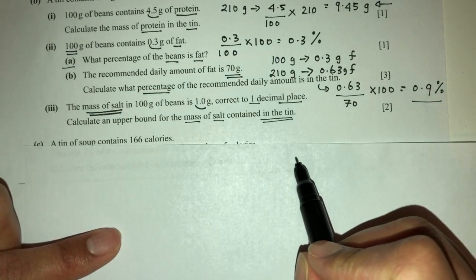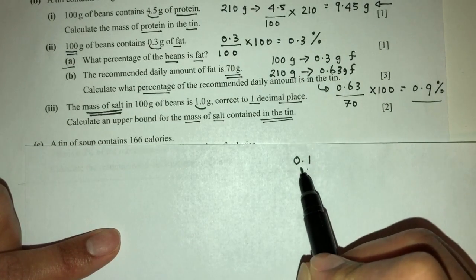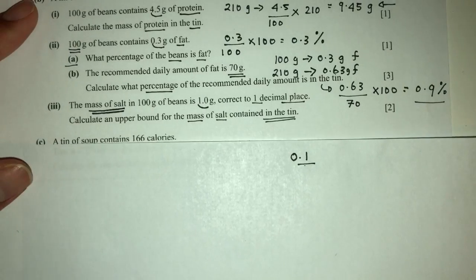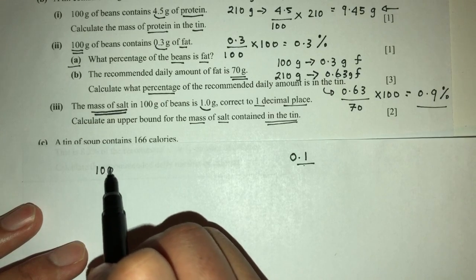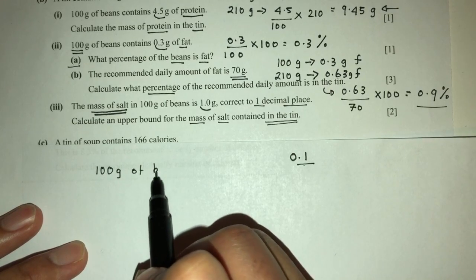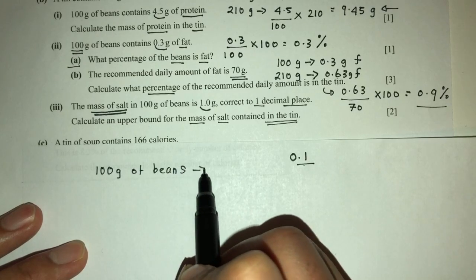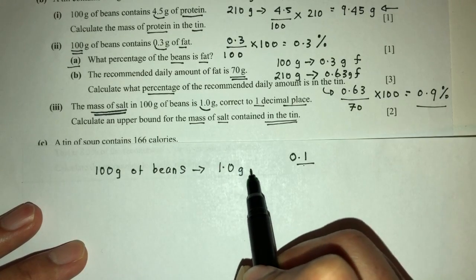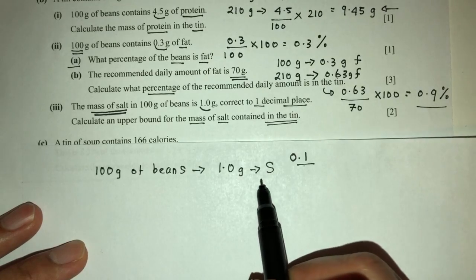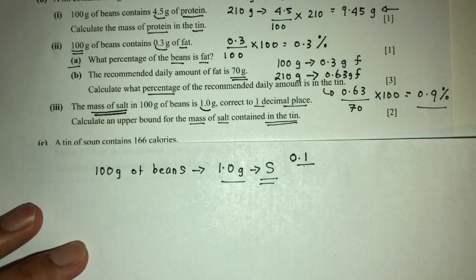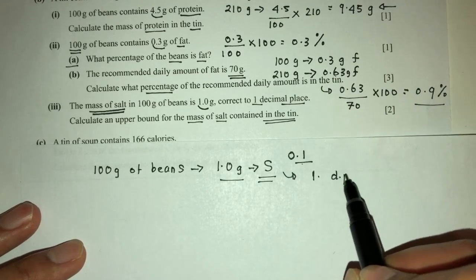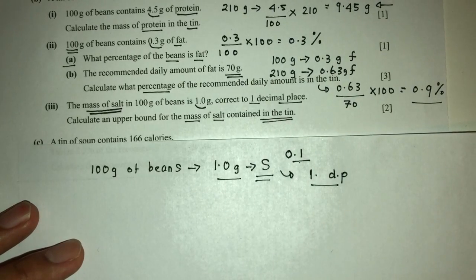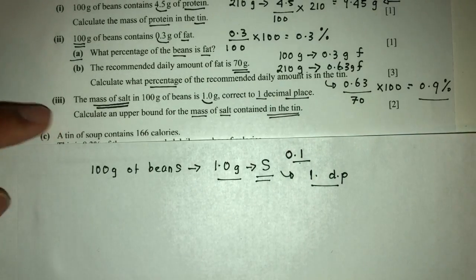So let me do this here. Usually we call the number, for example here, 1 decimal place, right? Now let's write this down again, so we have some more space. In 100 grams of beans, we have 1.0 grams of salt. That's what we are given in the question. It is measured correct to 1 decimal place. Okay? That is the line that we have been given.